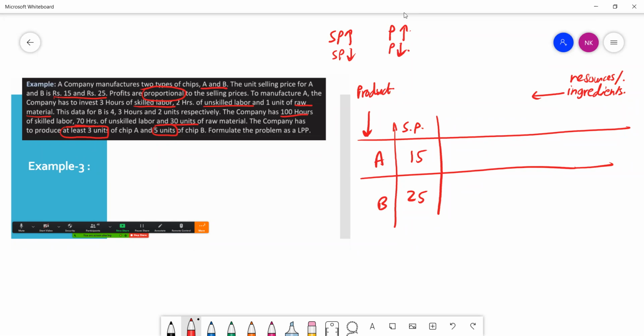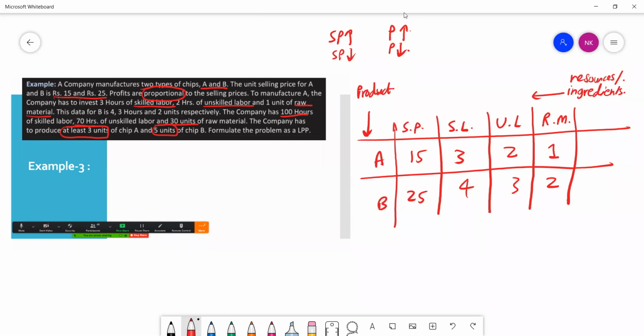To manufacture A, the company has to invest 3 hours of skilled labor. This is our resource, and I'm writing SL for skilled labors. So 3 hours of skilled labors for A, 2 hours of unskilled labors, which I'm writing as UL, so it's 2, and 1 unit of raw material, writing RM, it's 1. Similarly, we have been given the data for B: it's 4, 3 and 2 respectively.